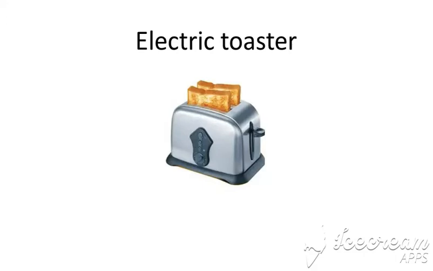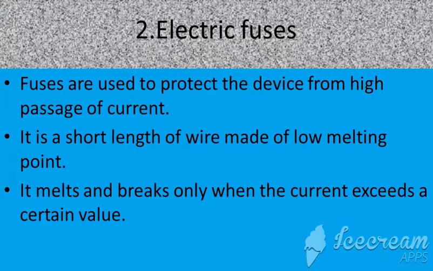Next example is the electric fuse. We all use fuses in our houses, is it not? What is it used for? It is used for protecting the device from a high passage of current. So to protect the device from too much current passing, we use these fuses. It is a short length of wire. You must have seen it yourselves, it is just one small wire. That wire has a low melting point.